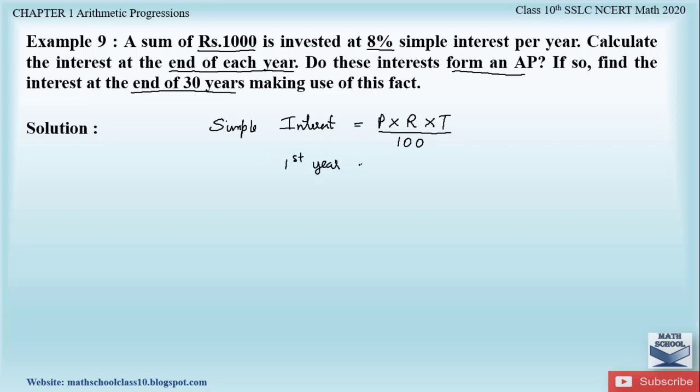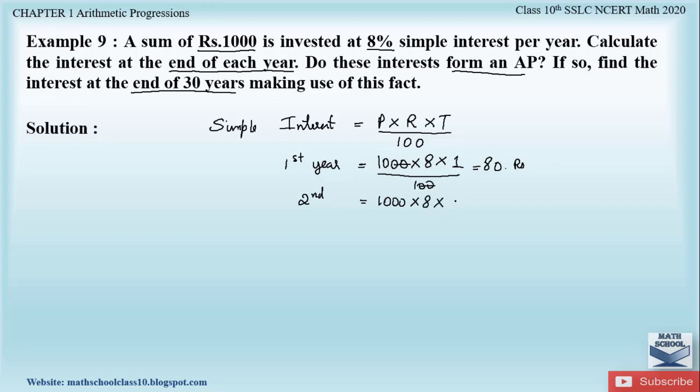Okay, interest for the first year is, the principal amount is 1000 into the rate is 8% into time is, since it is the first year, we are writing it as 1, divided by 100. So cancelling out, 8 into 10 will give you 80. So rupees 80 is the amount of the simple interest in the first year. Similarly, in the second year, it will be 1000 principal amount into 8% interest.